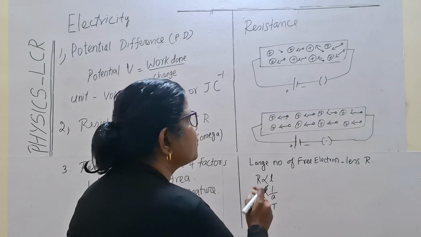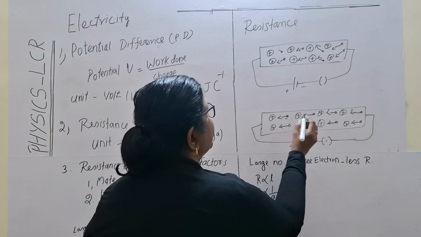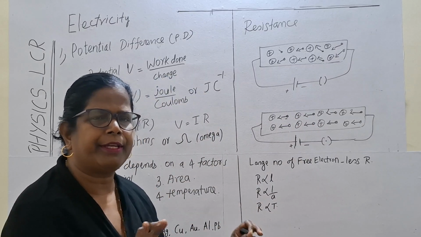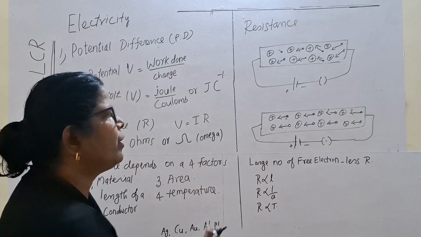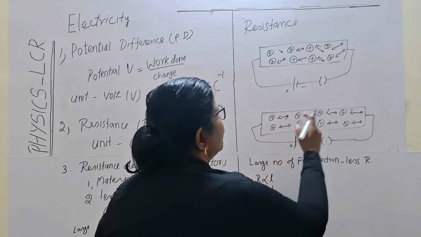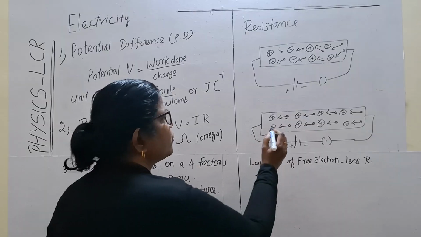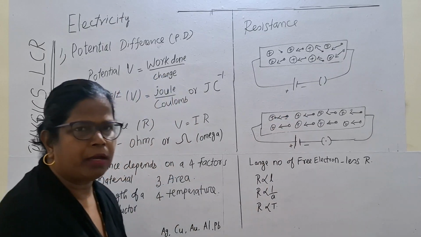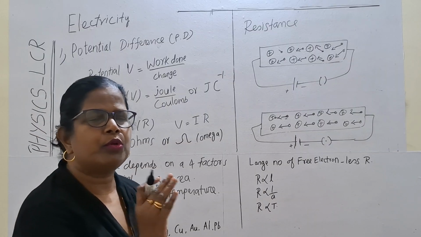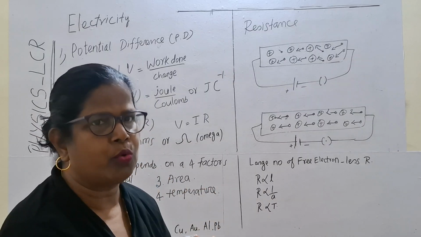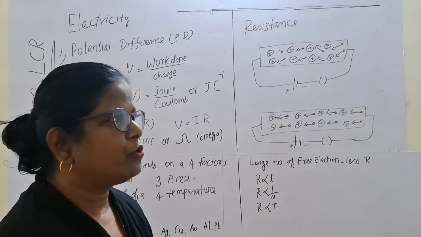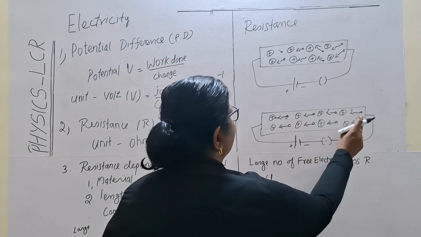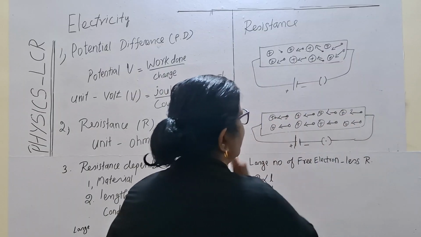Okay. So how is it going to resist this electron? It is going to hit the proton. The proton is fixed, it is not moving. Only the electron is going to move. So when the electron collides and hits the proton, the motion of the electron slows down. So constantly the electron travels from negative in this direction.